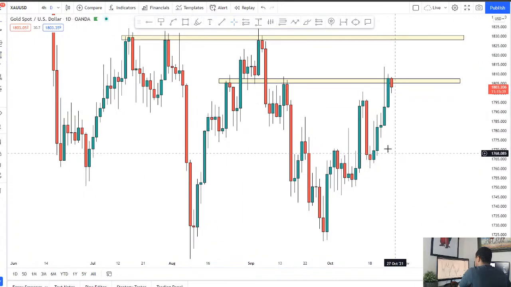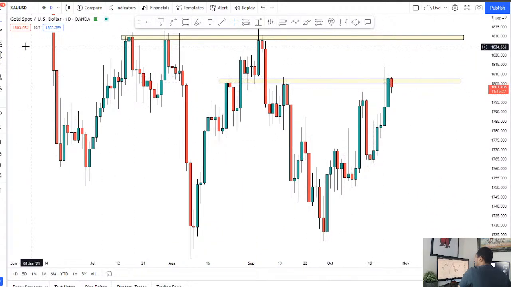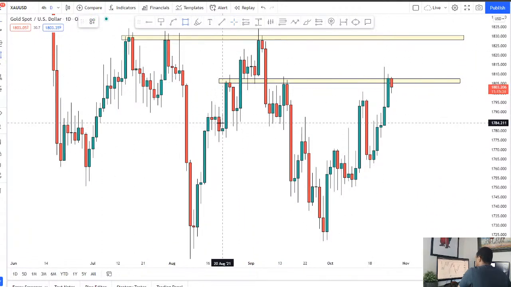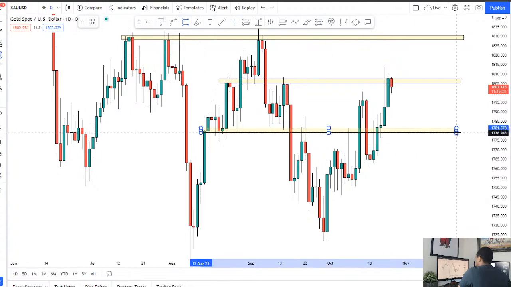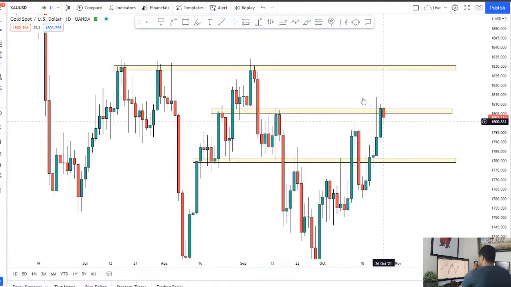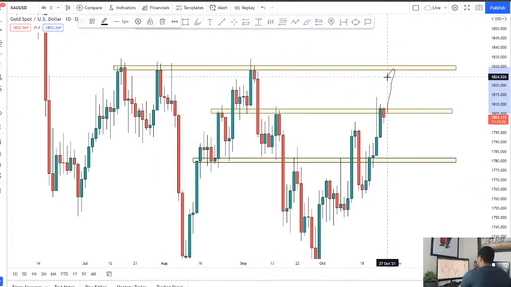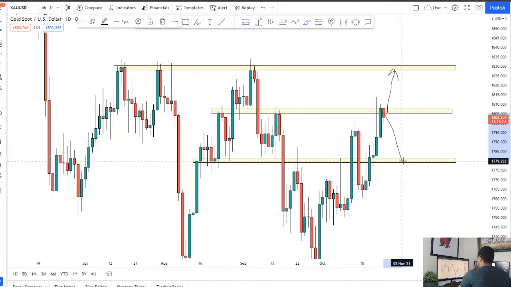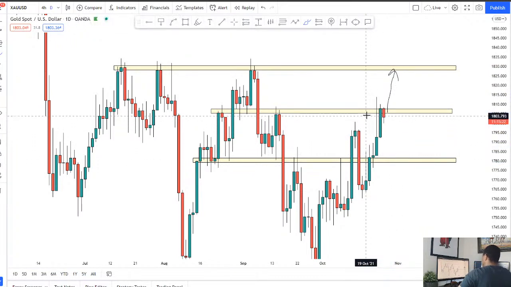So far, if you do reject this level, which so far we're not rejecting it, but holding at that level, I can see gold potentially coming back down into this support around 1780. So break through that, go back up to 1830, hold that, back down to 1780. So that's what I'm looking at for gold.